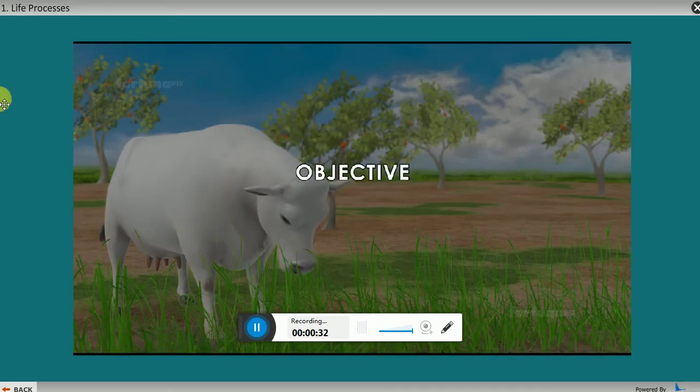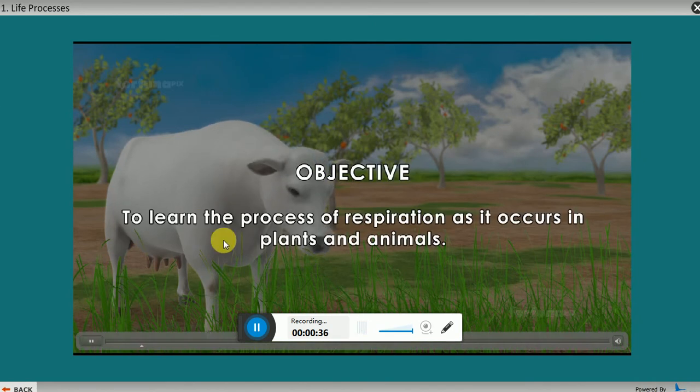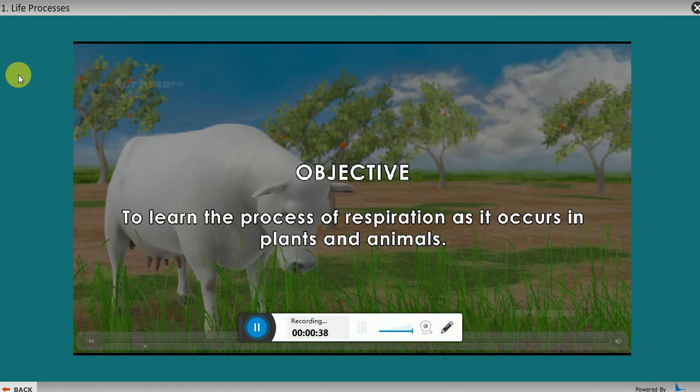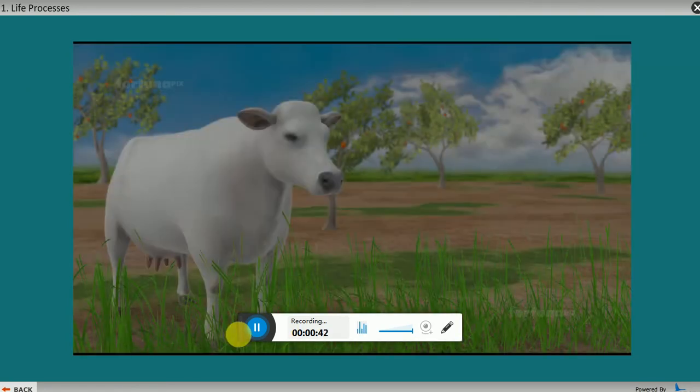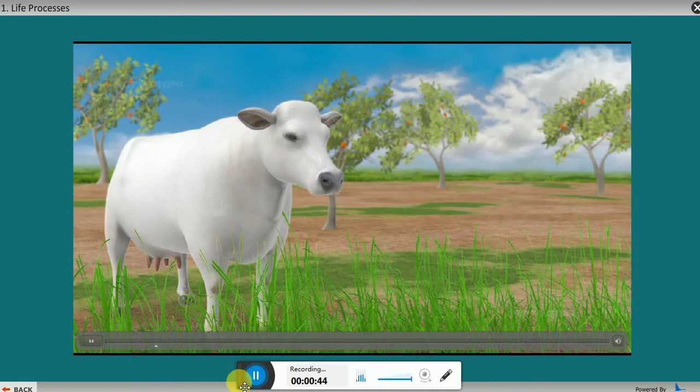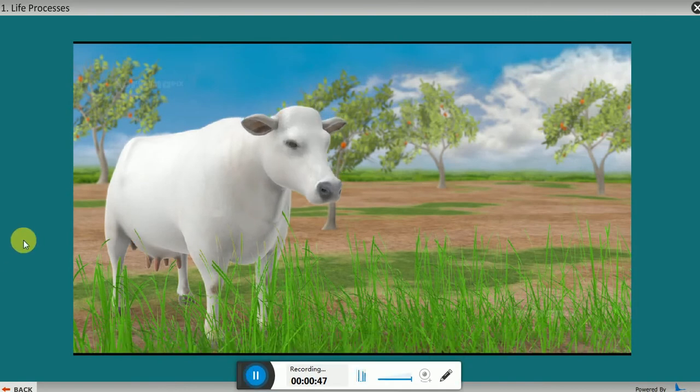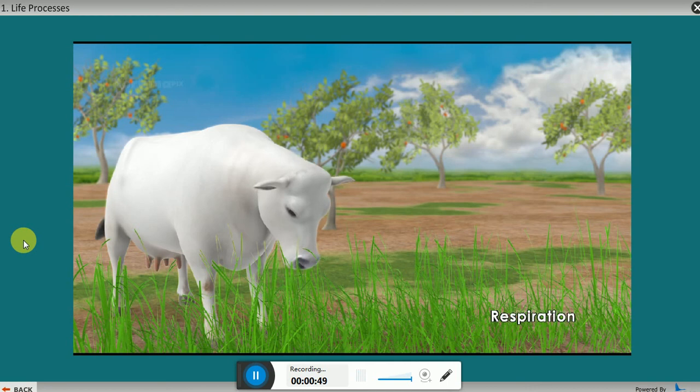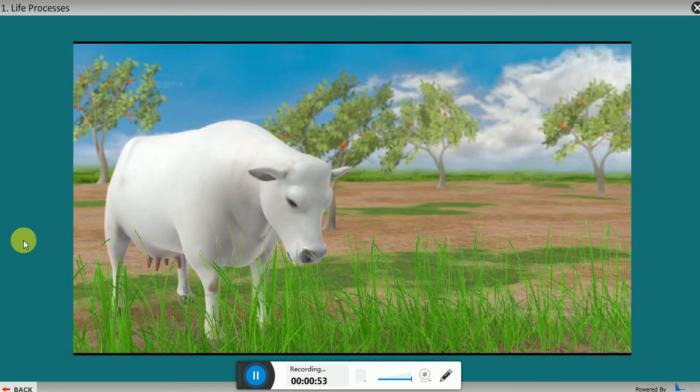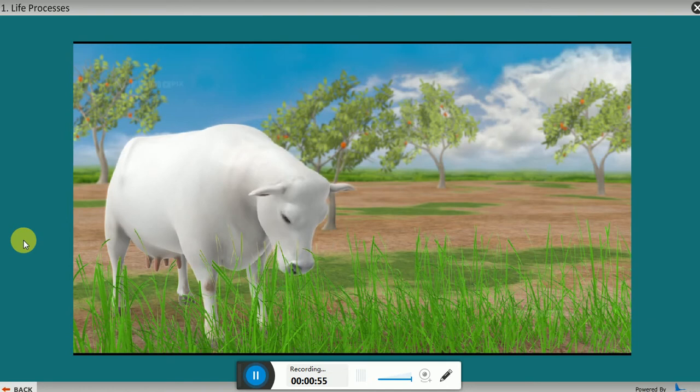Objective: to learn the process of respiration as it occurs in plants and animals. All living organisms take in the oxygen that is necessary for the oxidation of glucose through a process known as respiration. Unlike animals, plants have no specialized organs or tissues for respiration.